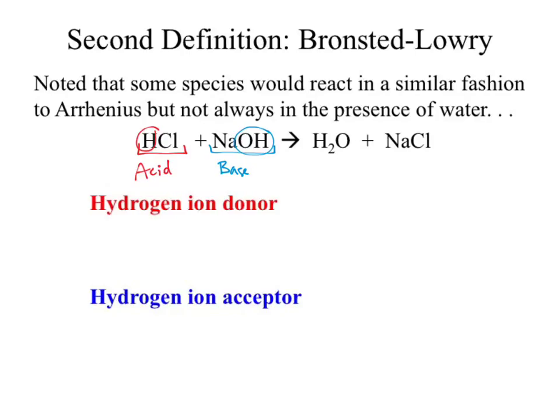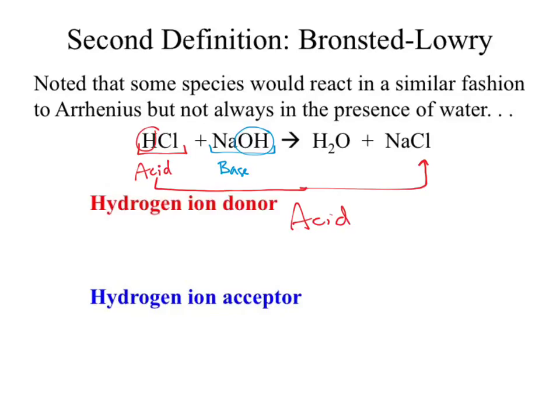So if we look at what HCl does, where's its partner? What does it look most like in the products? Well, there's our chloride. So to go from HCl to NaCl, what did that compound have to do? What did HCl have to do? It had to ditch a hydrogen. It had to donate the hydrogen to some other species. Okay? So we refer to our acid as a hydrogen ion donor.